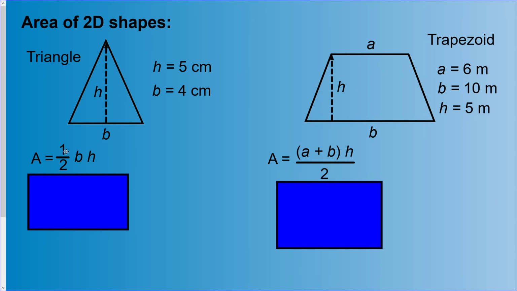Now, triangle is 1/2 times base times height. Remember, if you see numbers and letters beside each other like that, it means multiply them.